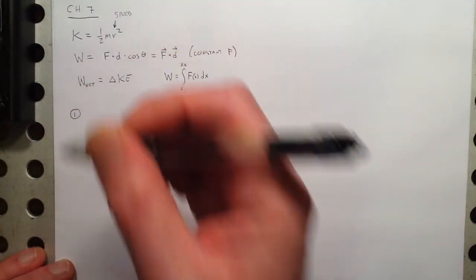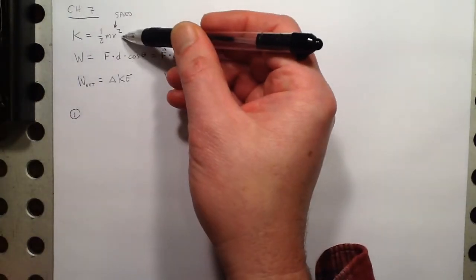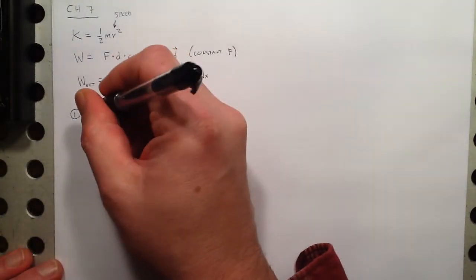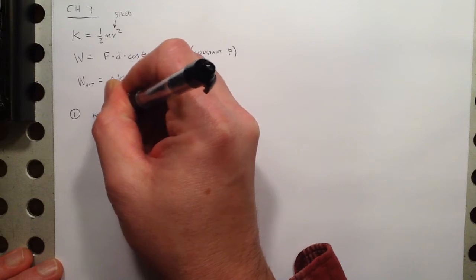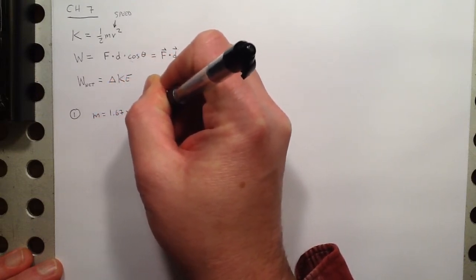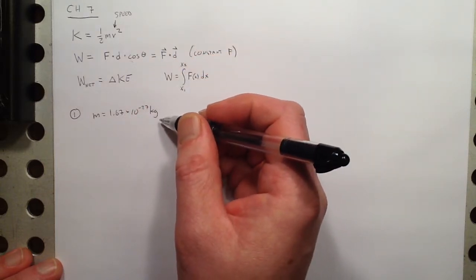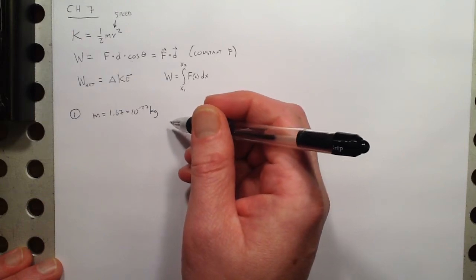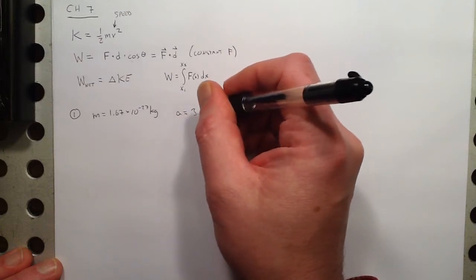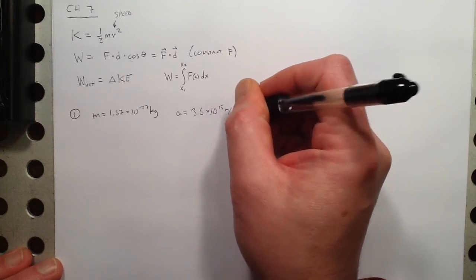Number 1. This first problem, if you look at the little section titles, this is really just about kinetic energy. It's really just about taking this for a spin. So I've got a proton with a mass of 1.67 times 10 to the negative 27. Of course, they didn't have to tell you that. You just knew that, right? From chemistry or something. I don't know. That's out there. Is being accelerated along a straight line. And the acceleration is 3.6 times 10 to the 15th meters per second squared.